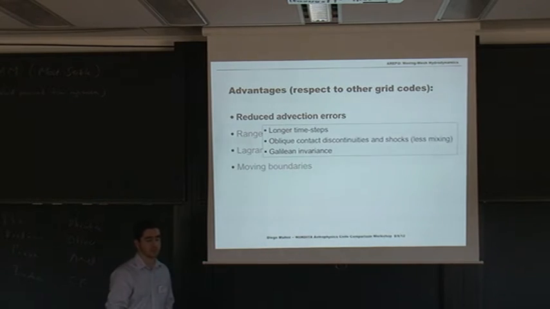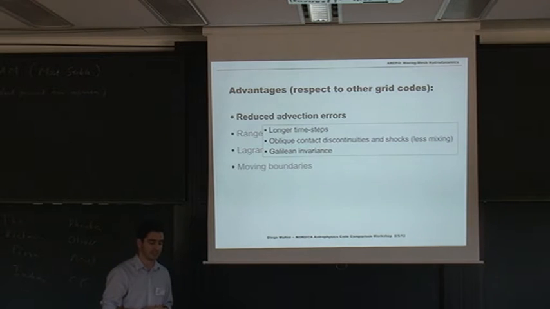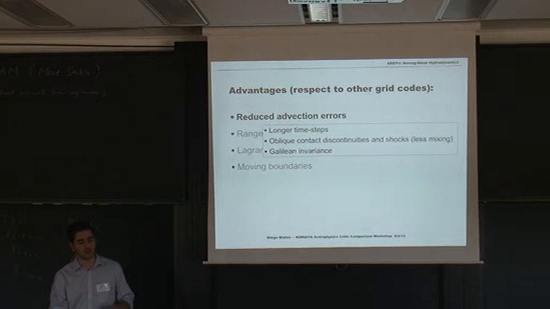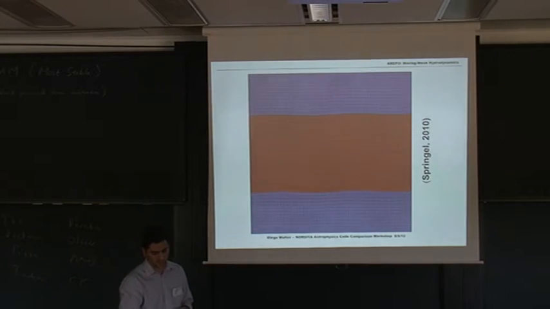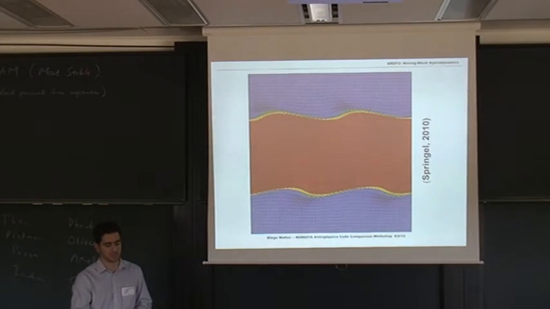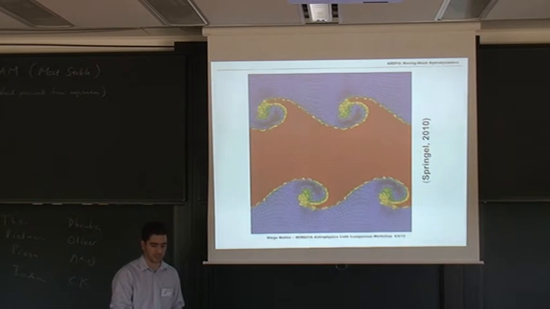One is you can use longer time steps. Oblique discontinuities and shocks are captured for a longer time, especially in instabilities or something like that, because the mesh, the faces themselves can follow the discontinuity better, so that will provide you less mixing than fixed grid codes. And the infamous Galilean invariance, all these things are just consequences of allowing this mesh to move and solving the equations in the frame of the moving mesh. So the classic movie, this is Kelvin-Helmholtz instability, low resolution with a moving mesh, and you see how it develops in this scheme.